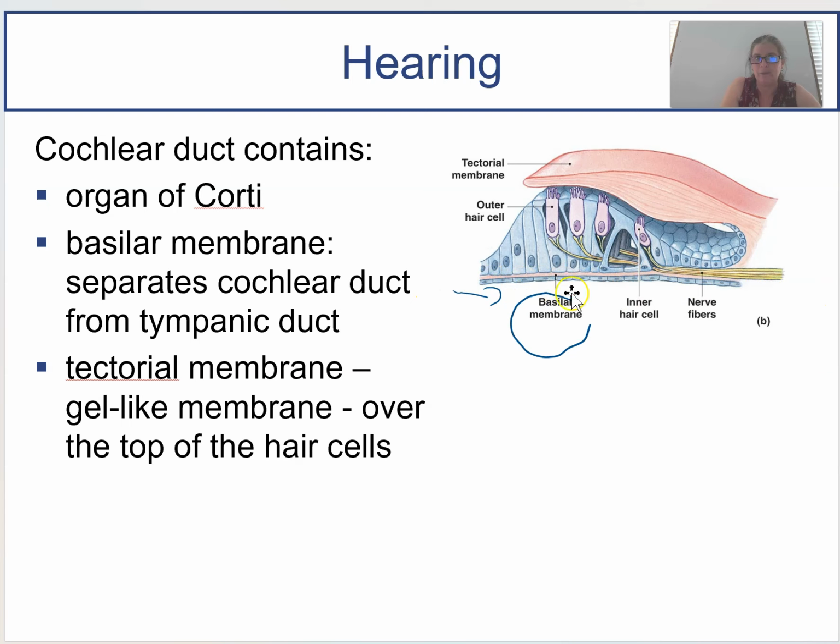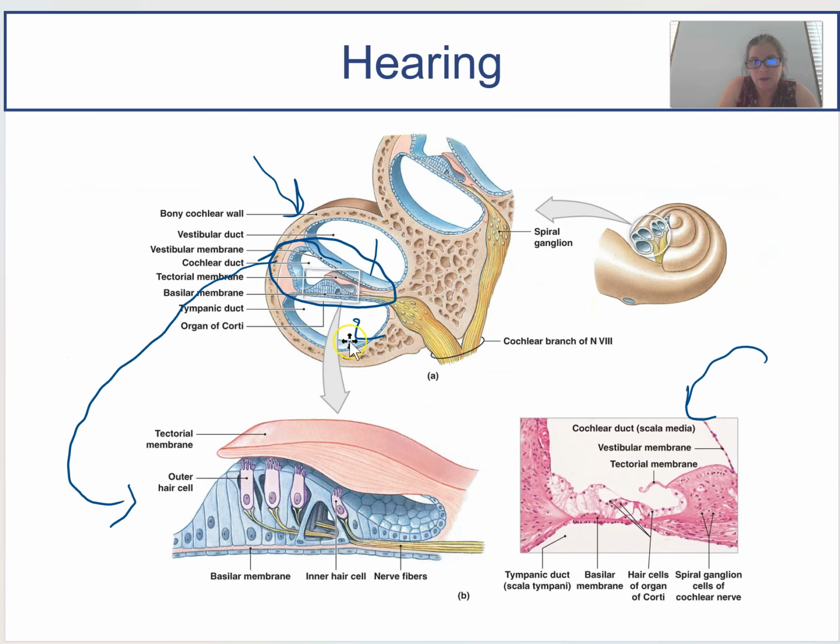Okay, so that's the bottom of it. And then the tectorial membrane, think of that as the roof, okay? And this is all the cochlear duct. So we have this gel-like roof, and we have this floor. And remember, it's sandwiched between this fluid. So you might be knowing where I'm going.